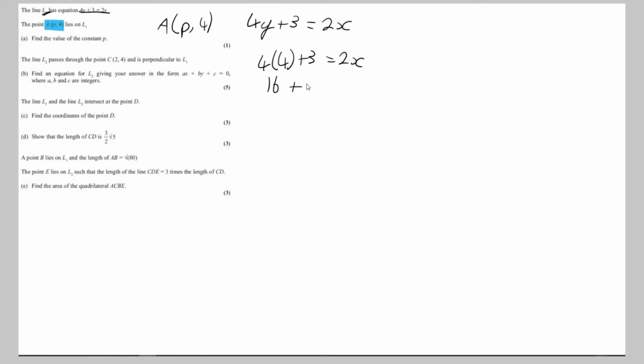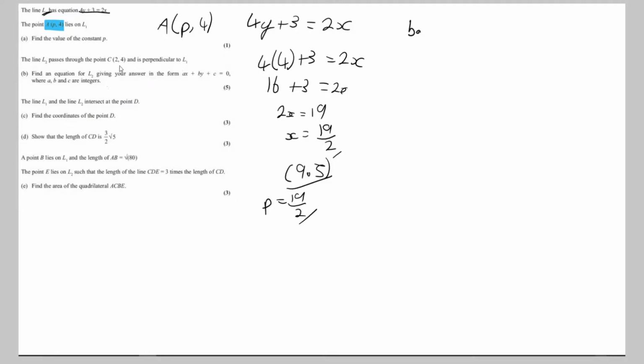So 16 plus 3, 2x is equal to 19, x is equal to 19 over 2. I'm going to leave it in fraction form, but you could also give it in decimal form in this case. It's fairly easy decimal. I recommend leaving it in fraction form though. Okay, so p is equal to 19 over 2, and that's the answer. Fairly easy, warm up to the question. Okay, part B.